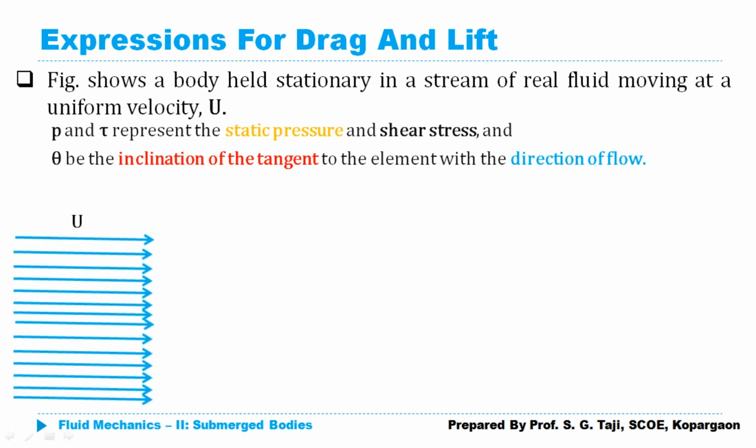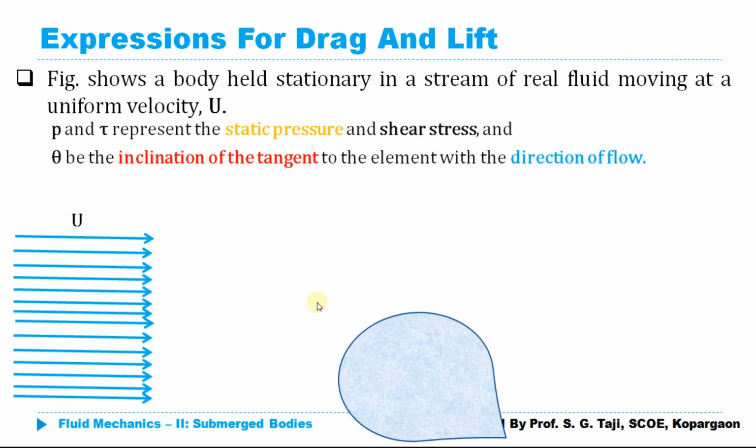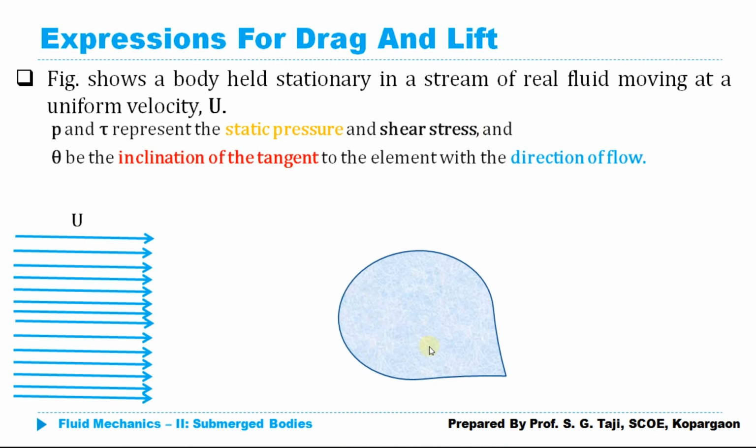We are considering here a liquid which is flowing with uniform velocity u, and this is my submerged body, which is immersed into the liquid. It will be subjected to a certain amount of forces exerted by this flowing liquid on this particular body, and we are going to compute all those forces. It may not be possible to derive the equation for the total force exerted by this flowing liquid on the body.